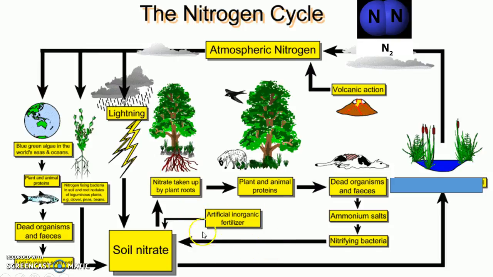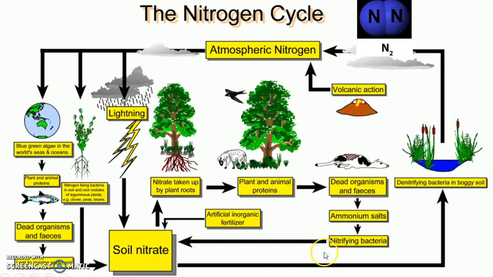Another important thing in terms of environmental science, another way that nitrates enter our system, enter the soil, enter the water, is through artificial inorganic fertilizers. So basically man-made products, man-made fertilizers. And we're going to talk about why that's important in just a second.